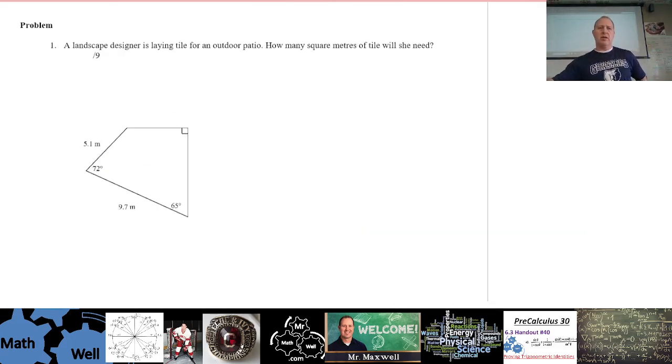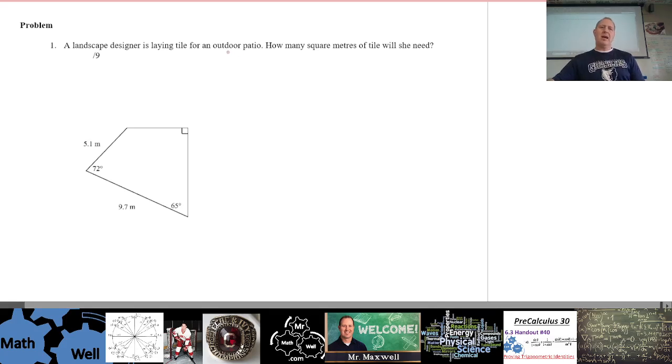So just to give you a start on number 1, you want to find the area of this figure. A landscape designer is designing tile for an outdoor patio. How many square meters of tile will she need? So here's the patio. So we want to find the area, right? What's the area of this?